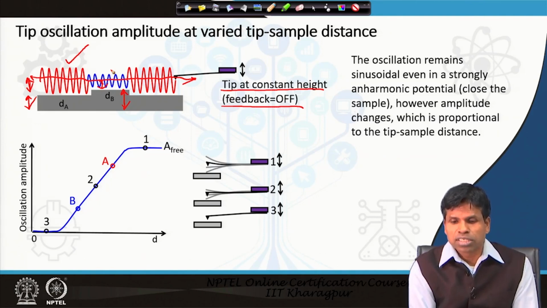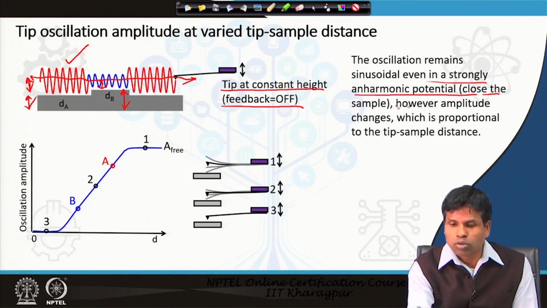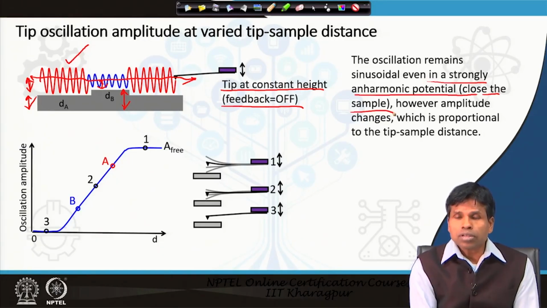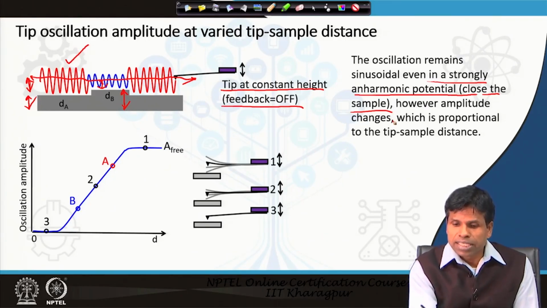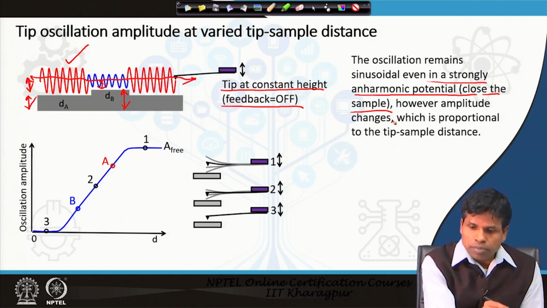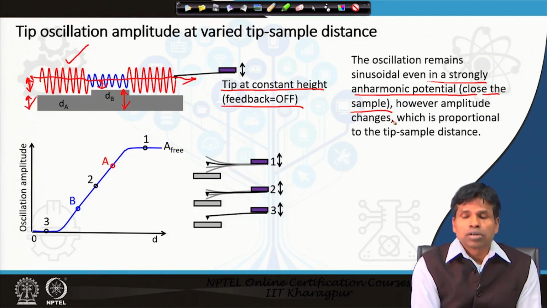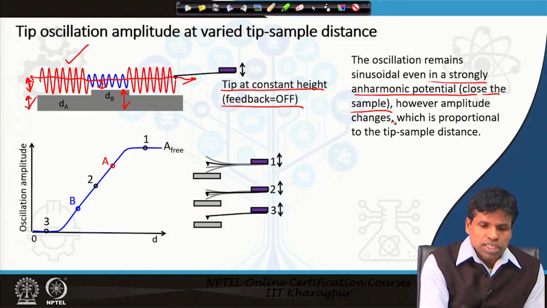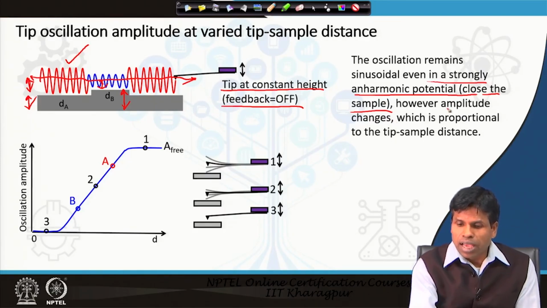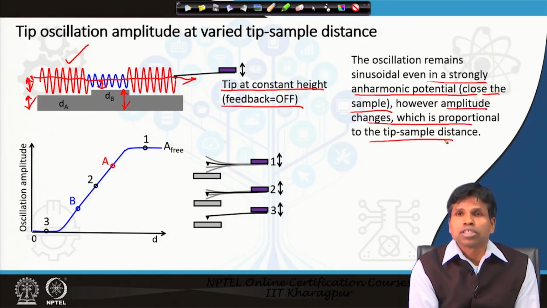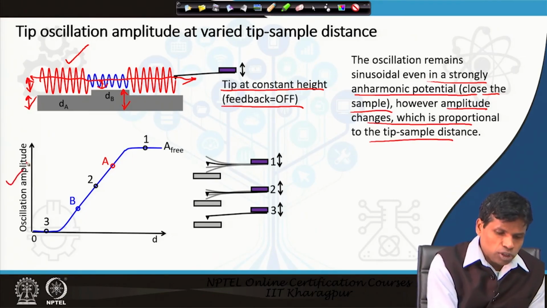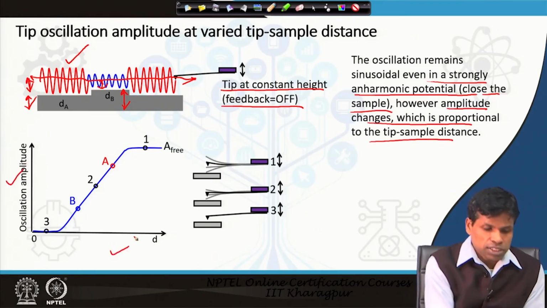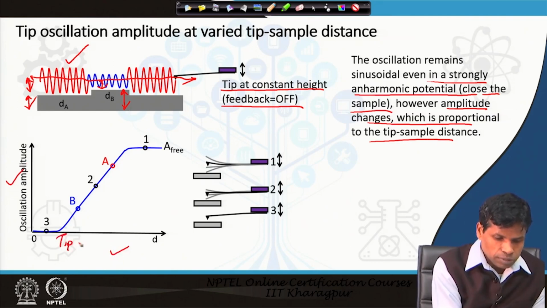The oscillation remains sinusoidal even though there is a strongly anharmonic potential close to the sample. Even though there is a strong anharmonic potential in the repulsive regime, still the oscillation remains sinusoidal and the amplitude changes, which is proportional to the tip sample distance. And here we plot oscillation versus tip sample distance. Here is the tip sample distance.